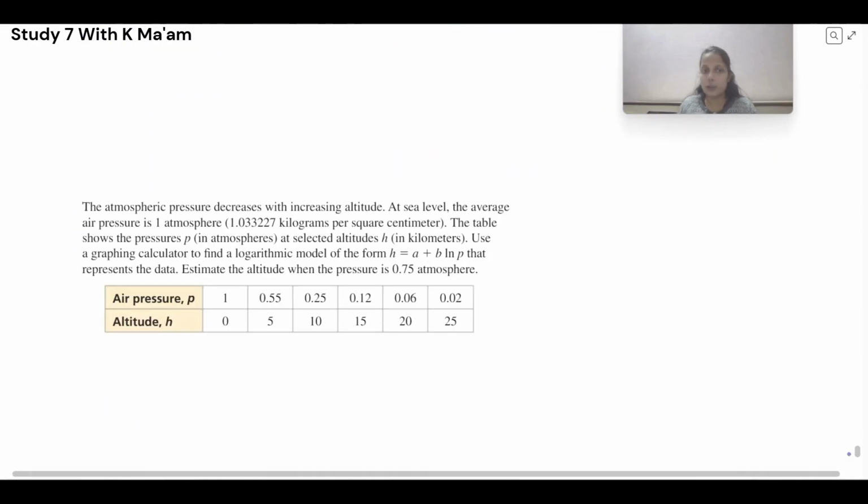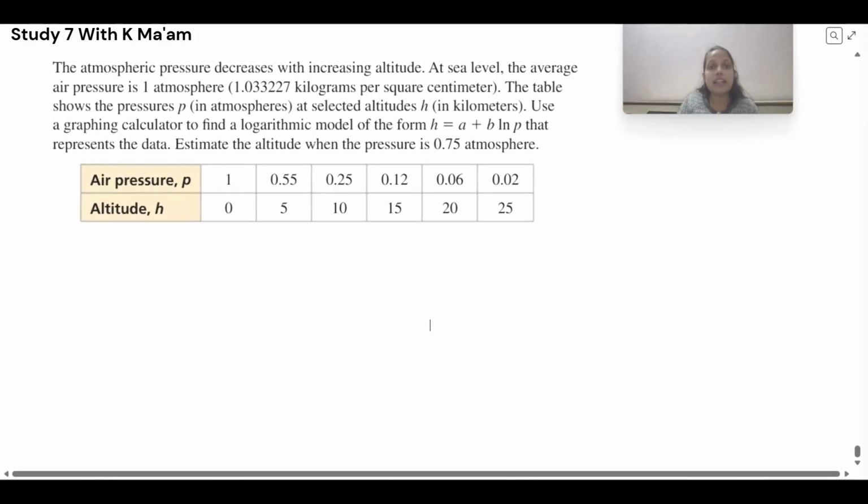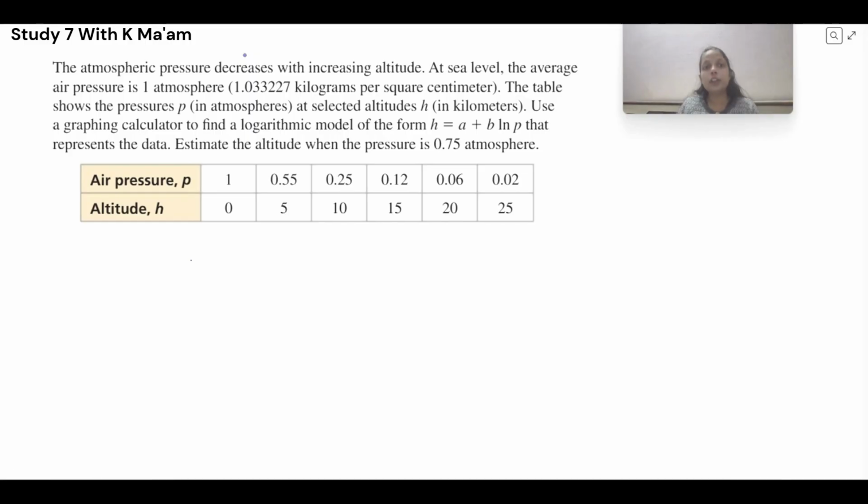Alright, so next question. Now we have this question. The atmospheric pressure decreases with increasing altitude. At sea level, the average air pressure is 1 atmosphere, which is this kilogram per square centimeter. The table shows the pressure at selected altitudes h. Use a graphing calculator to find a logarithmic model. How will the model look? h equals a plus b log of p. In the same way, I will write y1 equals a plus b log of x.